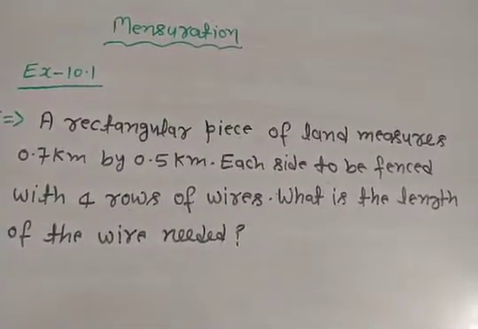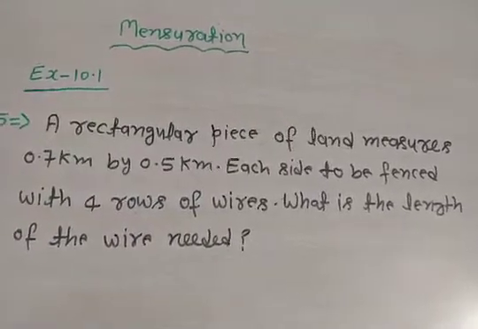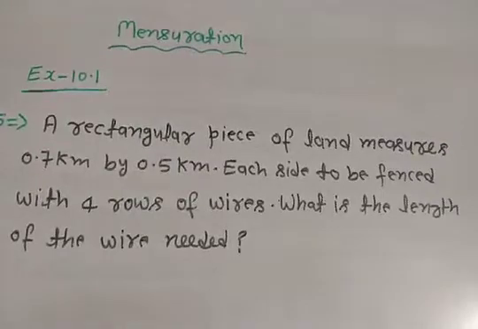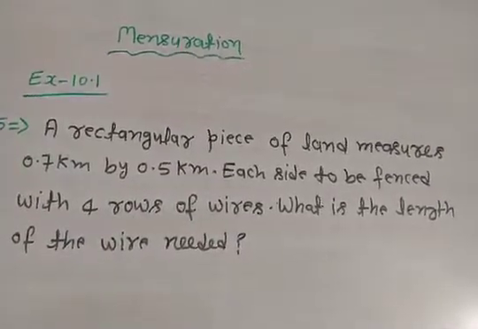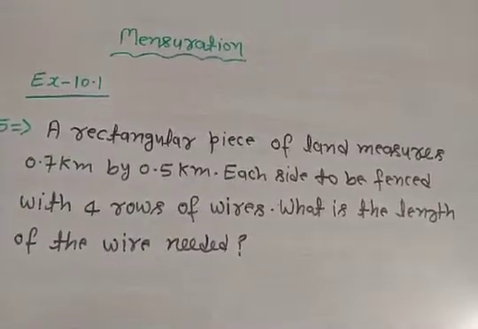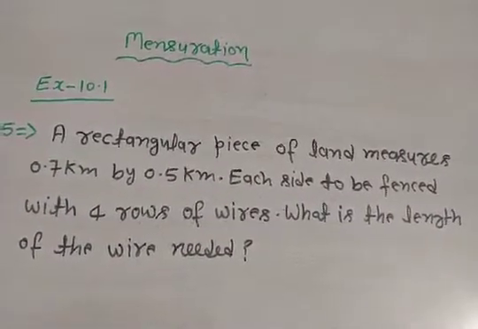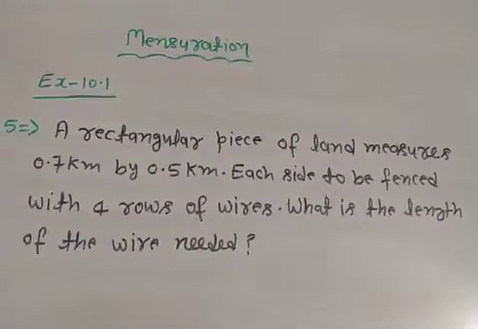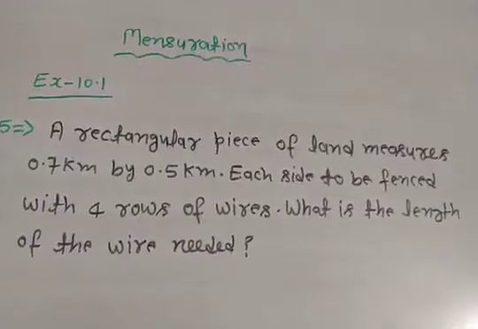We fence the land with wire, in 4 rows. So first we find the perimeter of the rectangular piece of land, and after this we multiply it by 4, then we obtain the length of wire. Now let's see how to find it.